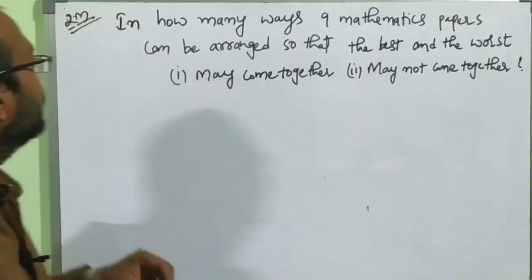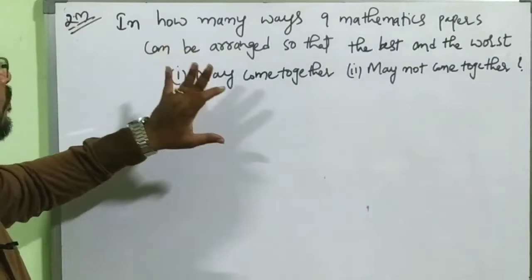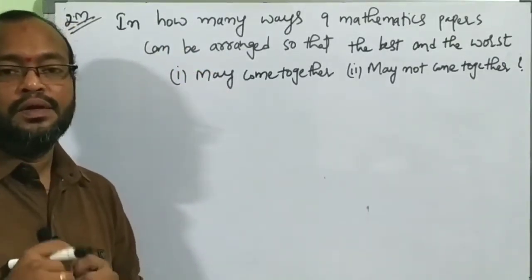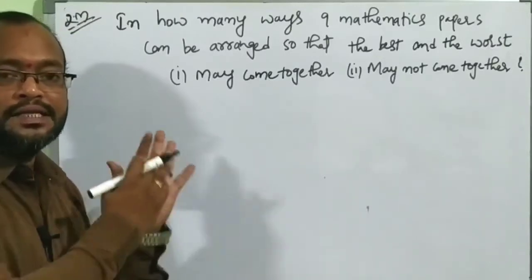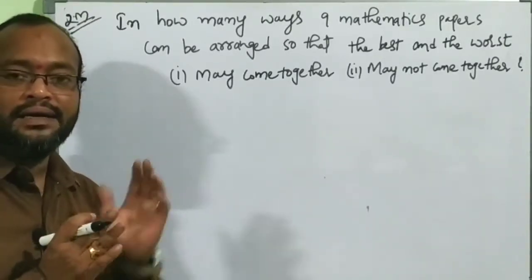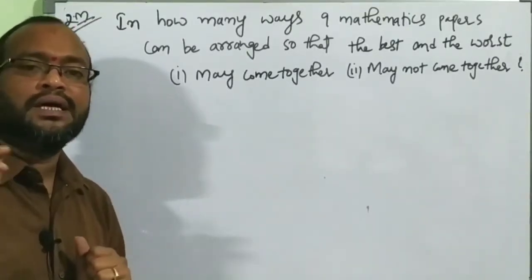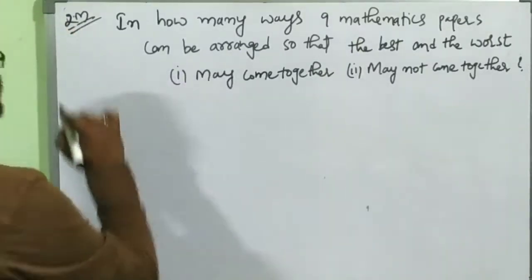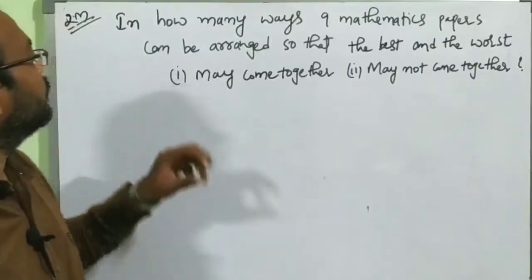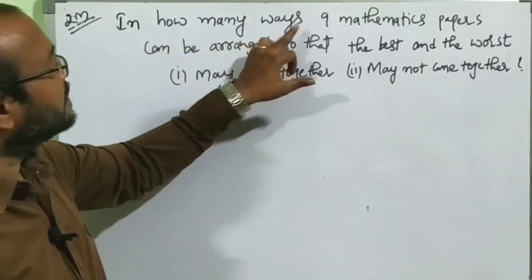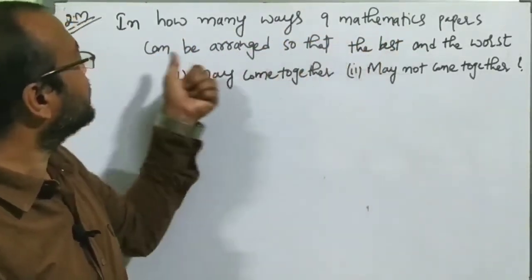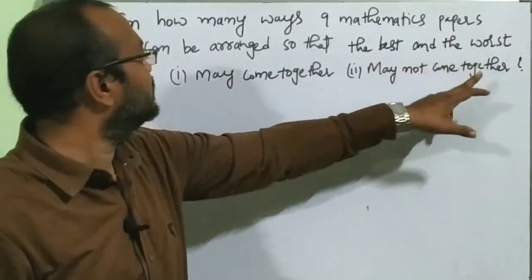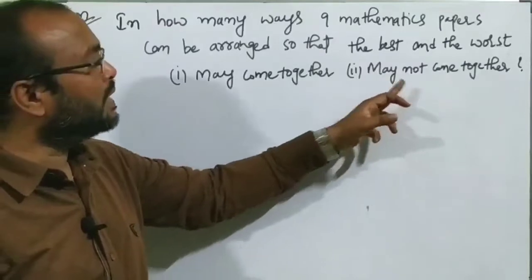Now we are going to discuss one important problem and one important concept. So many problems depend on this problem. If we understand this problem clearly, we will solve the remaining problems very easily. This is also important for 2 marks questions. Look now: in how many ways can 9 mathematics papers be arranged so that the best and the worst may come together and may not come together?